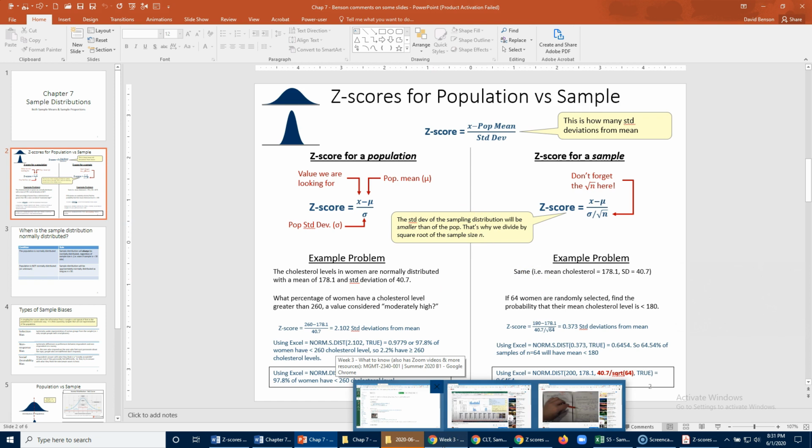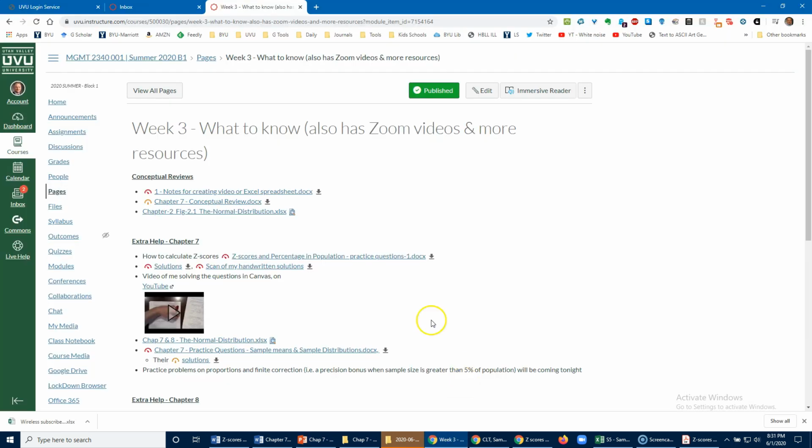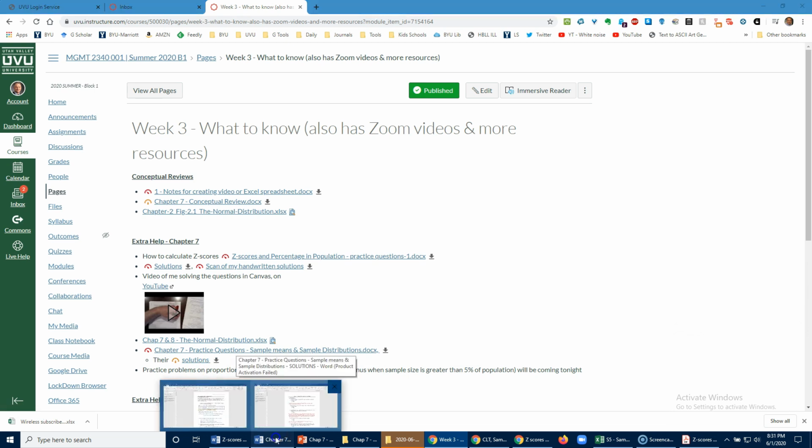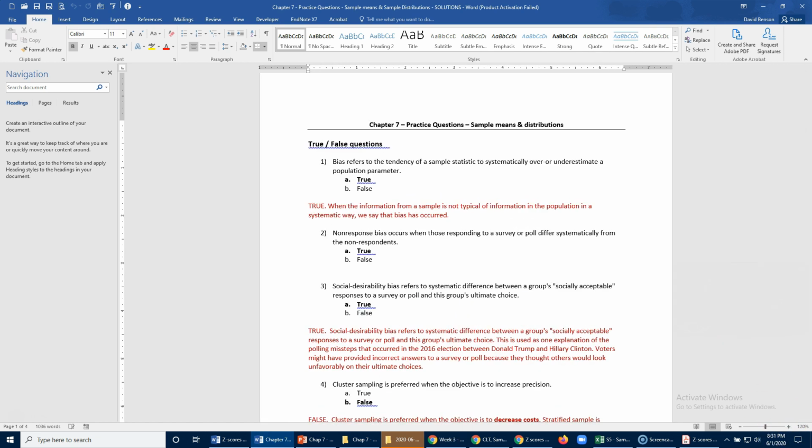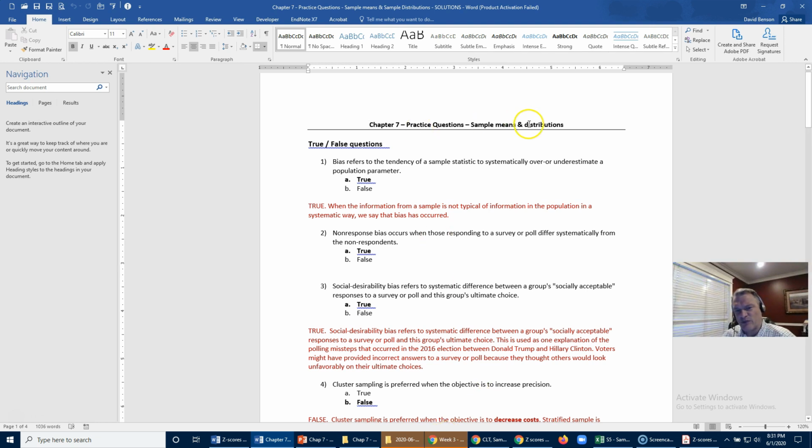So I've given you some problems. If we look here, now I have Chapter 7 practice problems. These ones are around the sample means and sample distributions. I'm almost done, but I've got one on proportions and the finite correction to show you. But these are the questions with the sample mean and standard deviation.